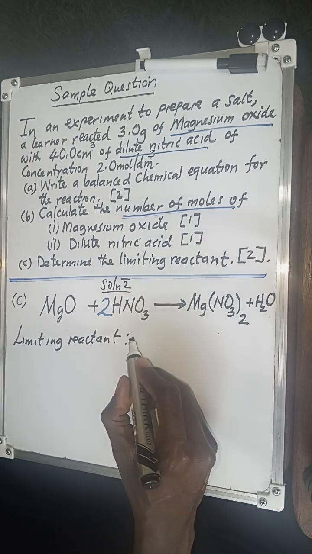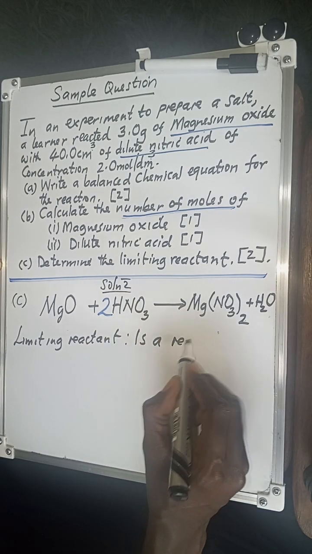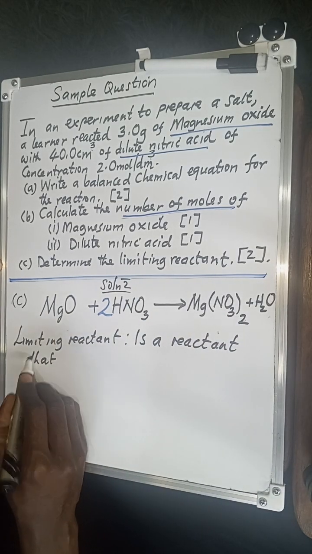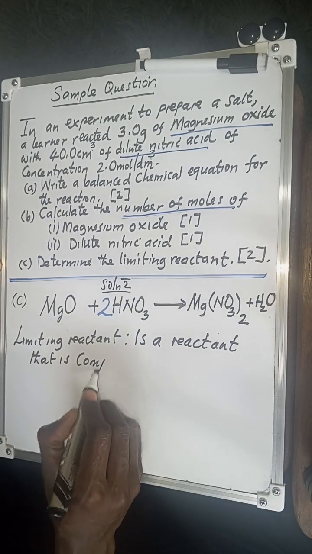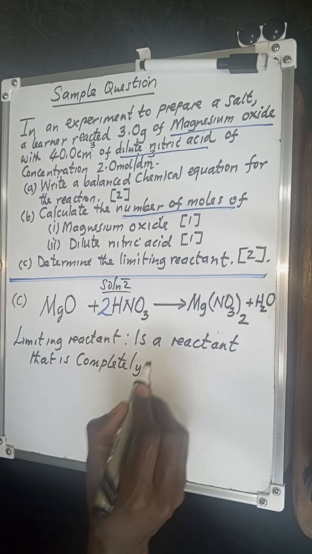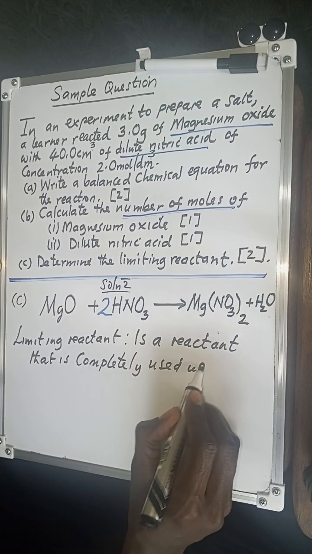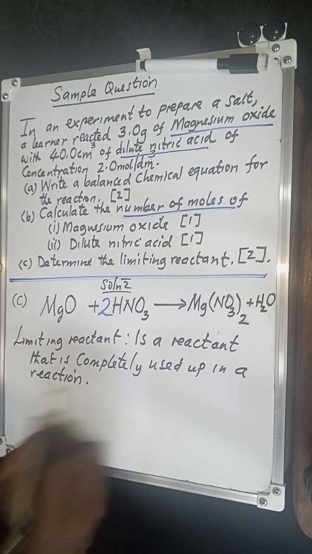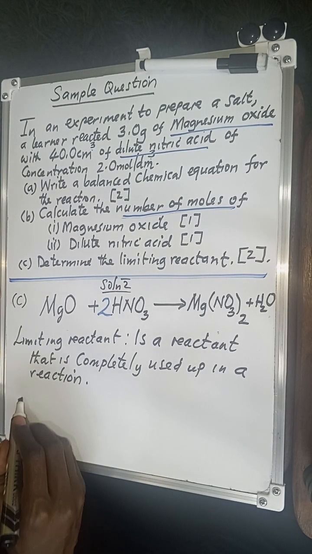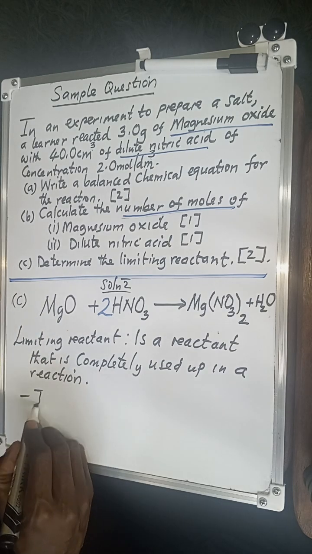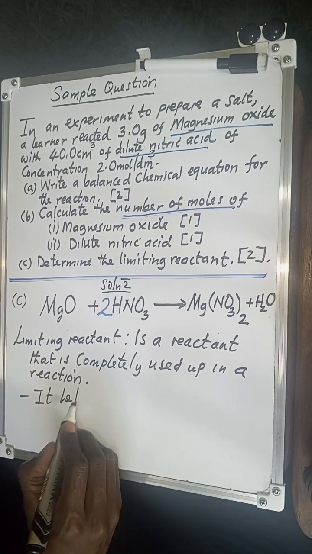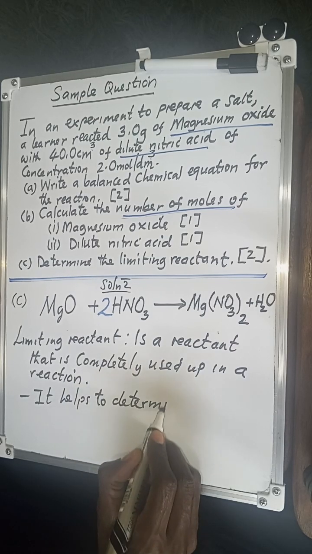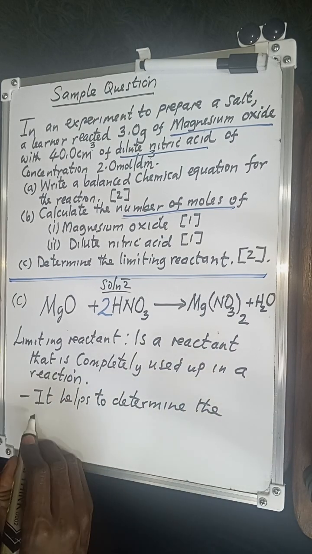So we can simply say, it is a reactant that is completely used up in the reaction. Another key point that you need to remember is that it helps to determine the amount.